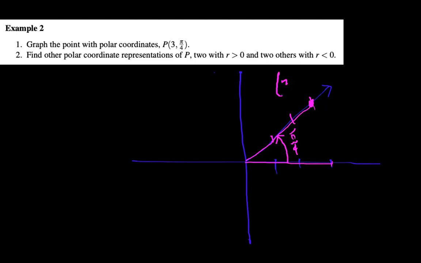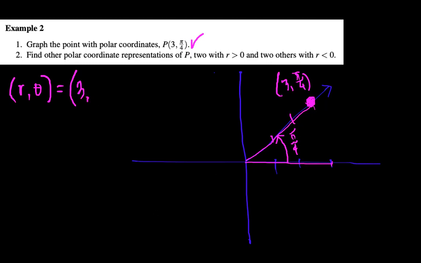Ayan, eto. So, therefore, this is 3 pi over 4. Okay? So, eto na yung plot, yung point natin sa question number 1. Next, sabi dito, find other polar coordinate representations of P with radius greater than 0. Ang radius daw natin ay greater than 0. Ano pa daw ba ang equivalent nitong point na to such that the radius is also greater than 0? Siyempre, 3 pa rin to, di ba? Hindi siya magbabago.